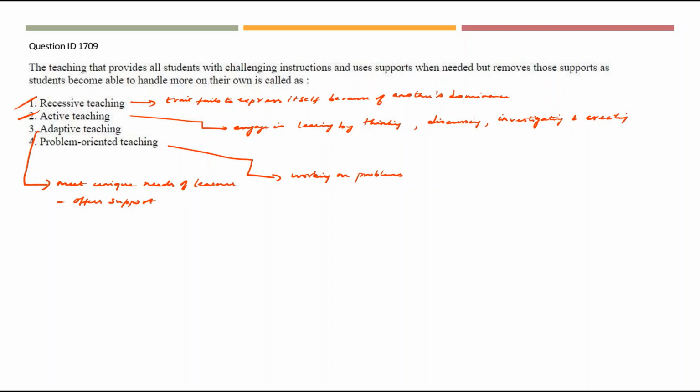In this case 4 will also be ruled out. Option number 3, adaptive teaching will be the right answer. In adaptive teaching, the students are given challenging instructions and also required support. But once they take control of their own learning, the supports are removed.